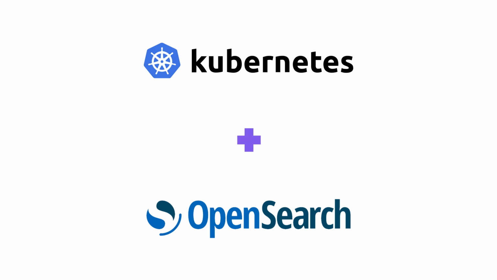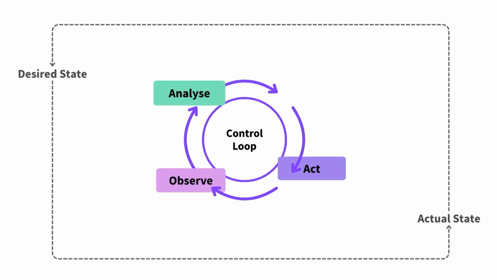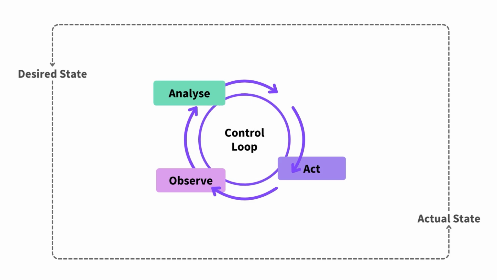If you're managing OpenSearch clusters on Kubernetes, you know it can be complex. You need to handle deployments, scaling, upgrades, TLS certificates, security configurations, and much more. The OpenSearch Kubernetes Operator automates all of that for you. It follows the Kubernetes Operator pattern, and it is acting as a custom controller that extends Kubernetes to manage complex stateful applications.